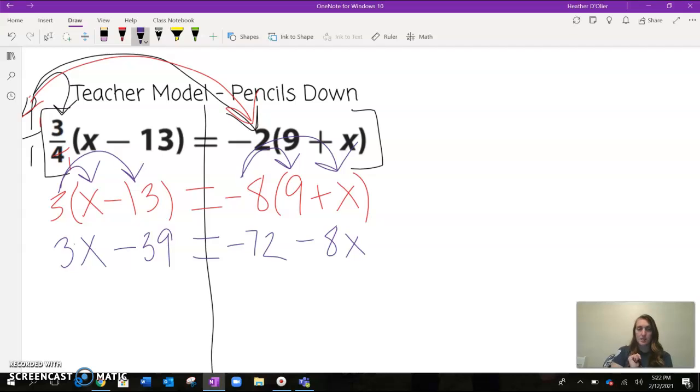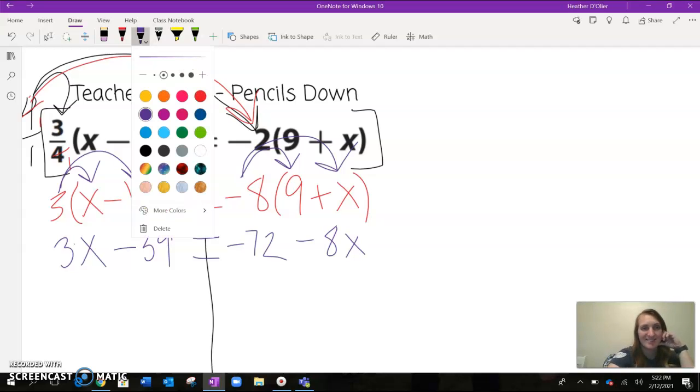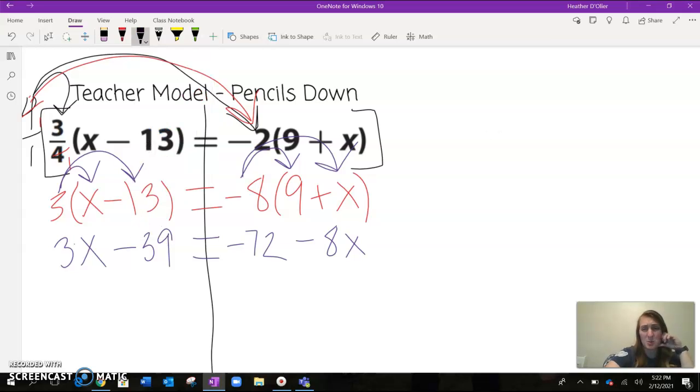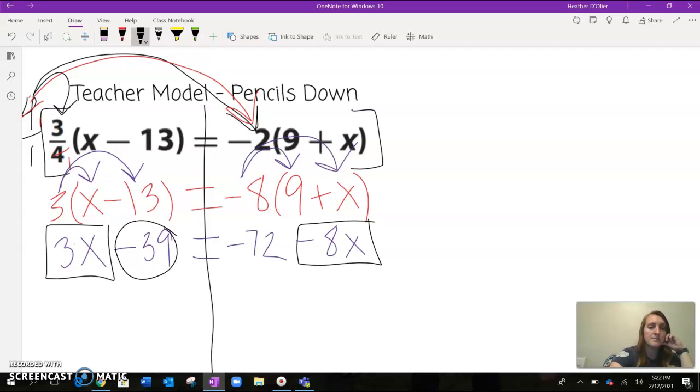All right, so I'm looking at this. It's time to box and circle. Box, circle, solve. And I just want to use black. I'm going to keep it one color, friends, just because it's taken me so long to go back and forth between those. So 3x is a variable. Negative 39 is not. Negative 8x is a variable, and then negative 39, negative 72. I don't have anything I can combine. I have one box, one circle, one box, one circle. I don't have like terms on the same side.